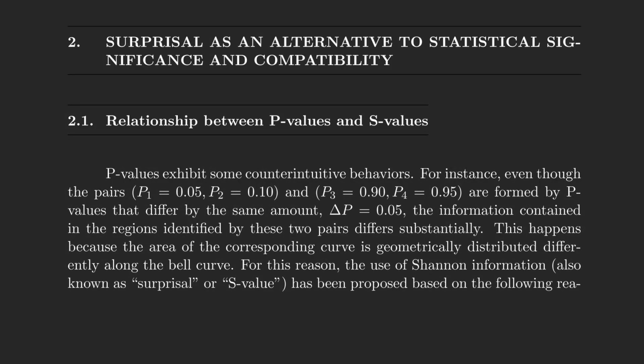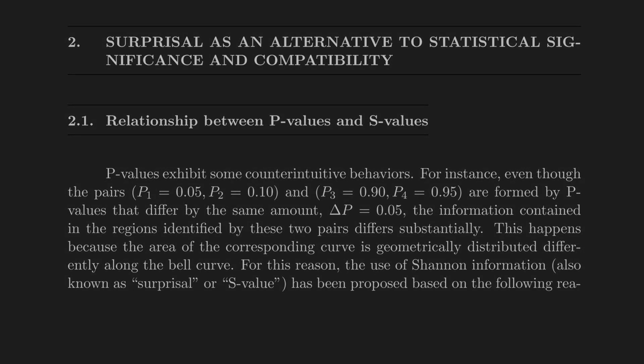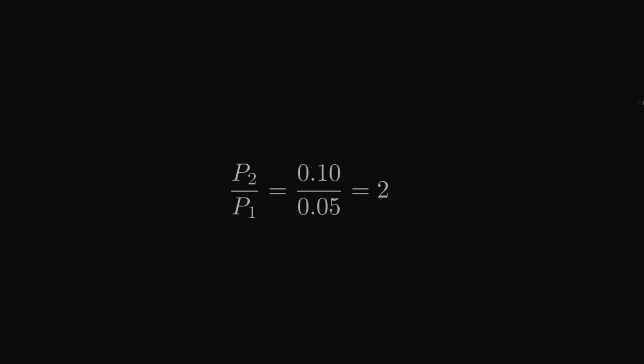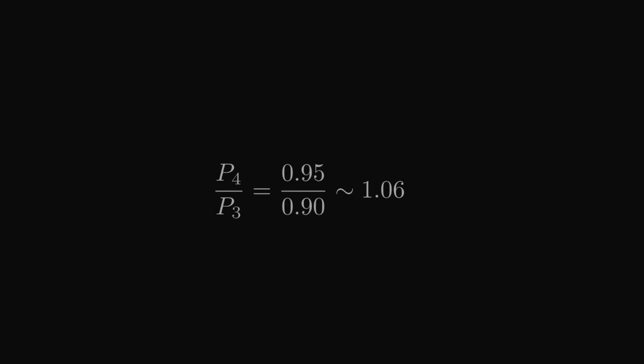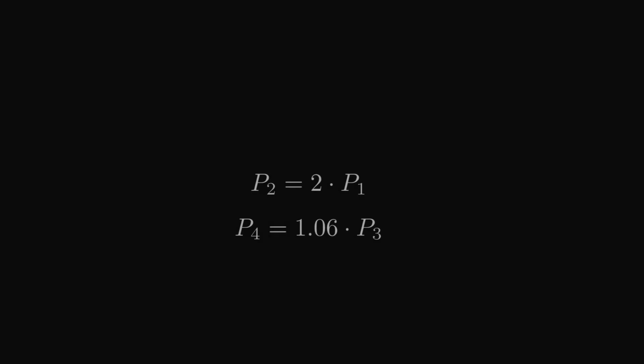P-values exhibit some counterintuitive behaviors. For instance, even if the pairs P1, 0.05, P2, 0.10 and P3, 0.90, P4, 0.95 are formed by p-values that differ by the same amount of 0.05, the information contained in the regions identified by these two pairs differs substantially. To understand why, it is sufficient to consider that the ratio between the first two is exactly 2, while the ratio between the second two is slightly larger than 1. In other words, thinking of p-values as probabilities, in the first case, P2 is twice P1, while in the second case, they are almost equal.